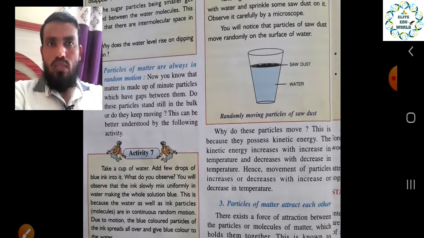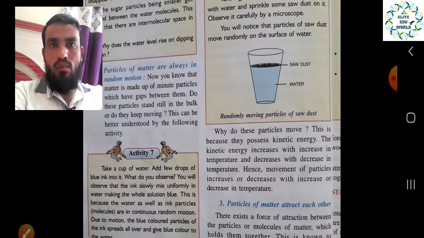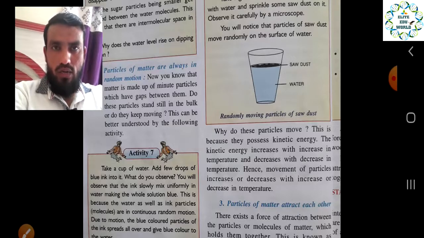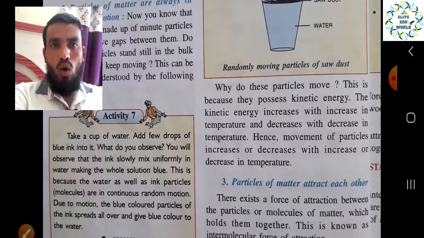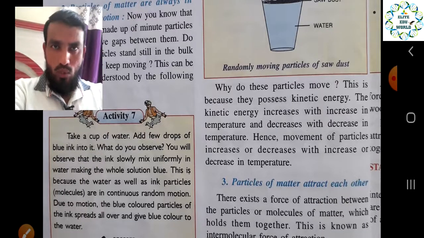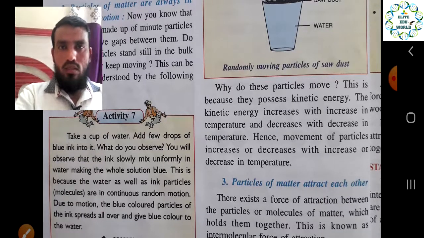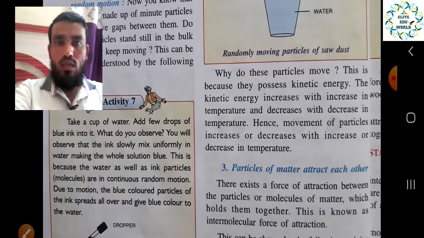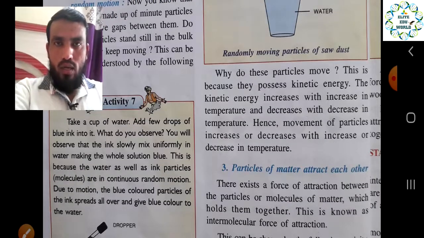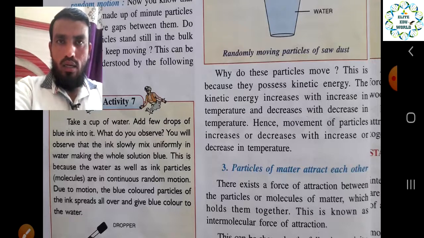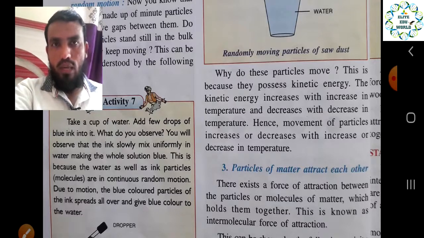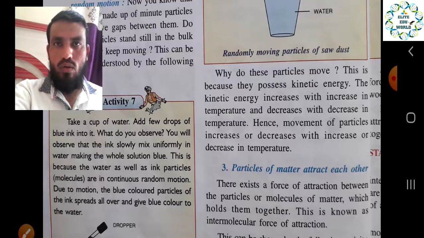So do these particles stand still in a bulk, or do they keep moving? This can be better understood by the following activity. But before that, I just want to tell you the molecules are always in random motion. They are not just staying in one place. Even a molecule of solid moves, but only in its fixed position, in a fixed place.